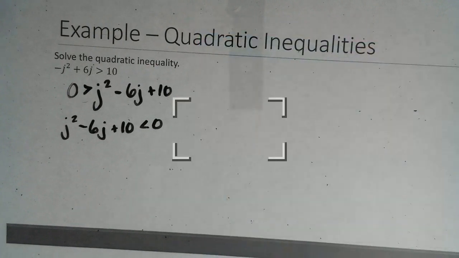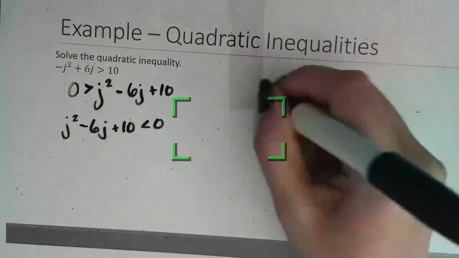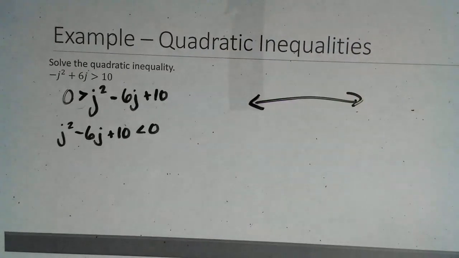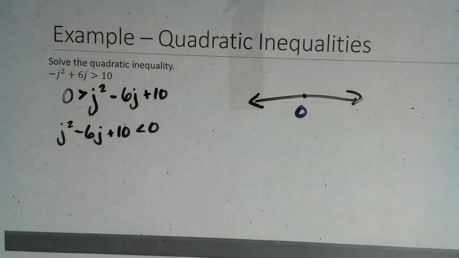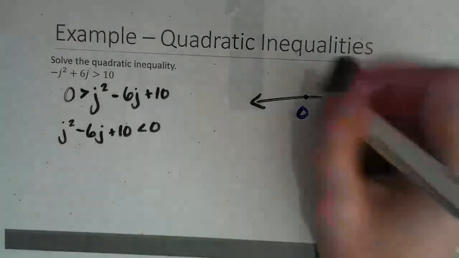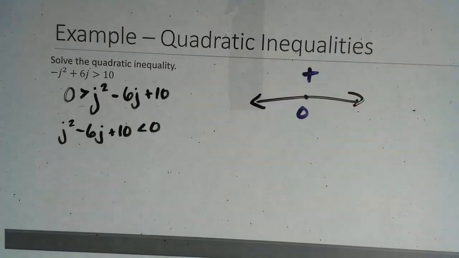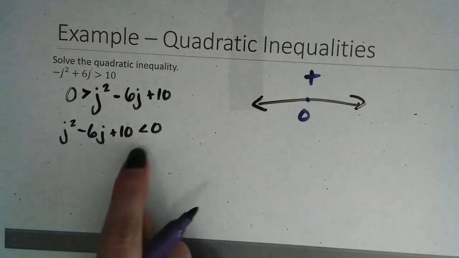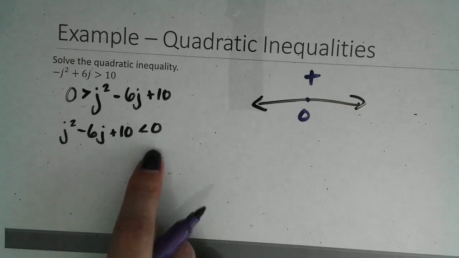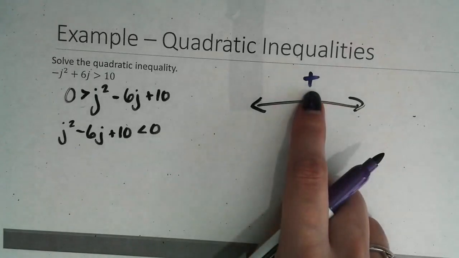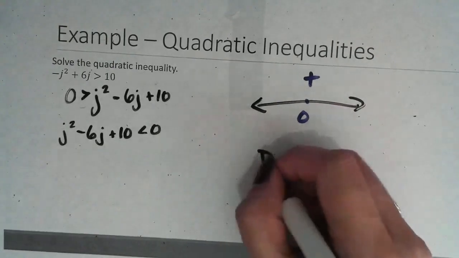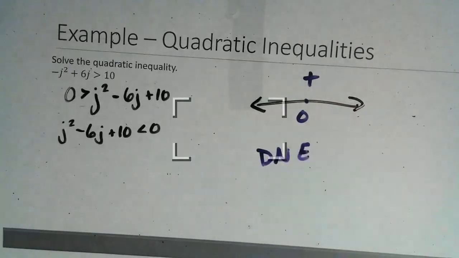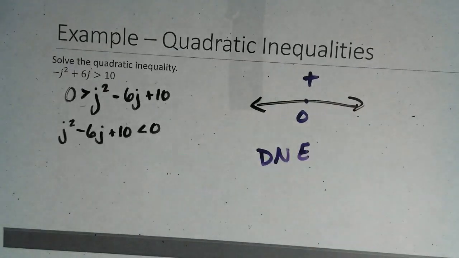So I'm going to have a number line that looks a lot like the last one. Since no real values will make that 0, I don't have to plot any, I just need a test value. And I'm going to test 0. If I plug in 0, I'm going to get a positive 10. But this time, I want the values that make this expression less than 0, negative. They're all positive. I'm never going to come up with a value of j that will make that negative. So the solution does not exist. There is no value of j that will ever make that negative.